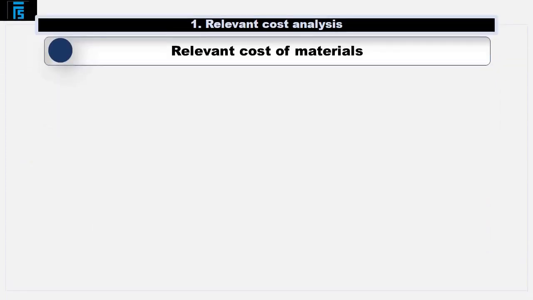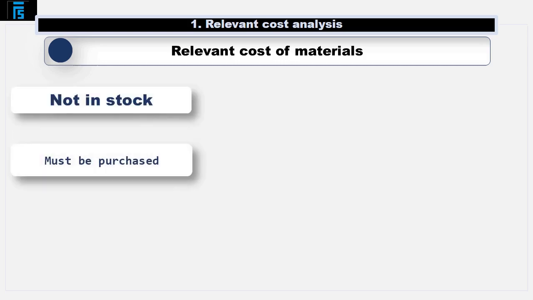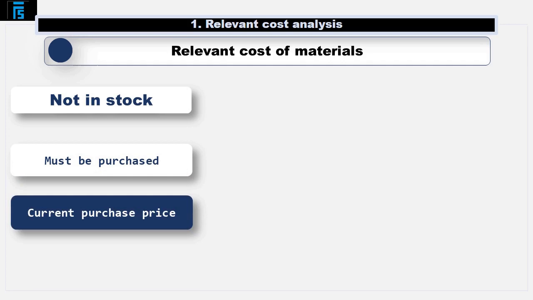Let's apply the concept of relevant costing to typical cost items we see arising. Let's firstly consider material cost. When trying to assess the relevant cost of material, we need to consider, firstly, whether the material required is in stock. If it is not in stock, then the material must be purchased, meaning the relevant cost, or future incremental cash flow, is the current purchase price.